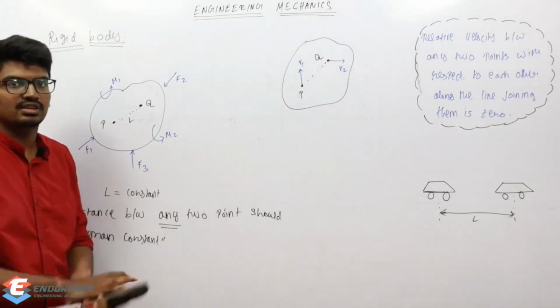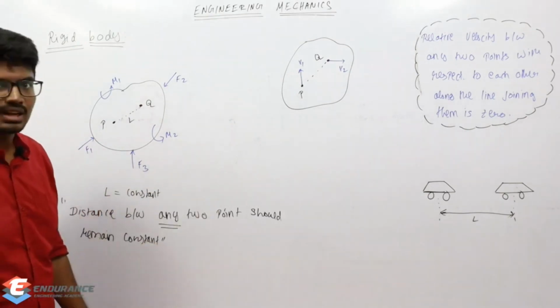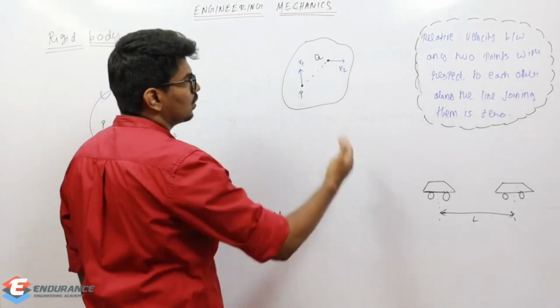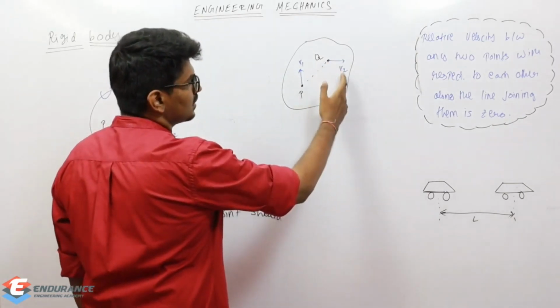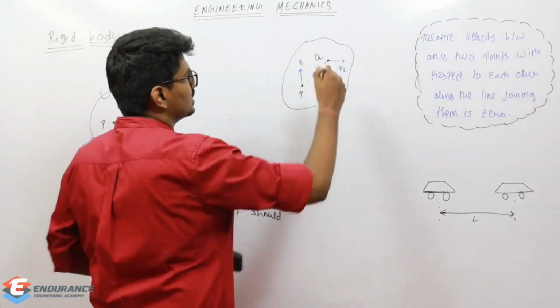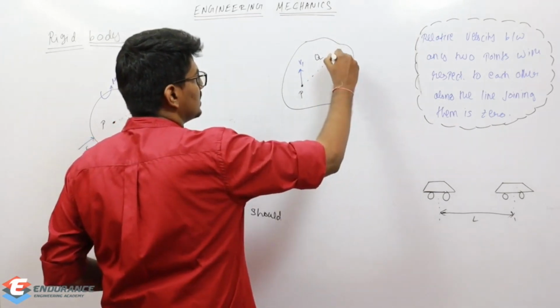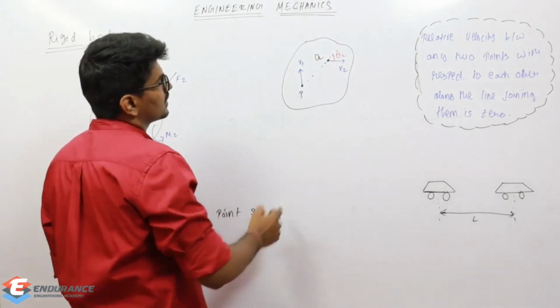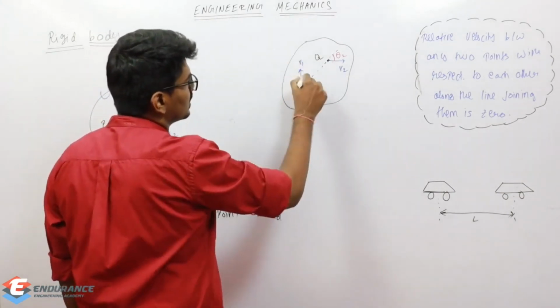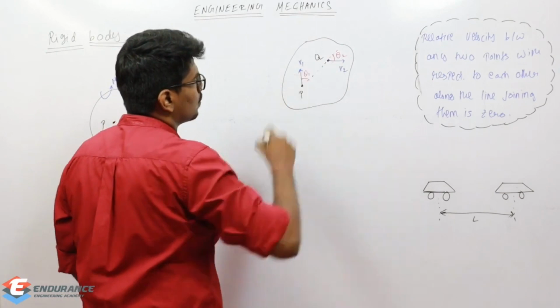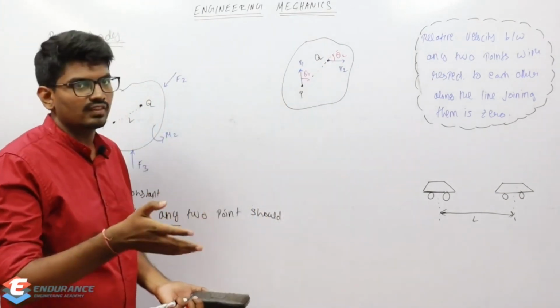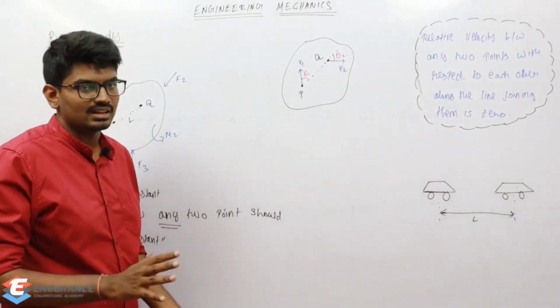This is the static definition of rigid body. And coming to the dynamic definition of rigid body, you take any 2 points P and Q. One point has a velocity v inclined in this particular direction. Let it be inclined at theta 2. And at point P, velocity v1 and let it be theta 1. So 2 points, different velocities, acting in different directions.